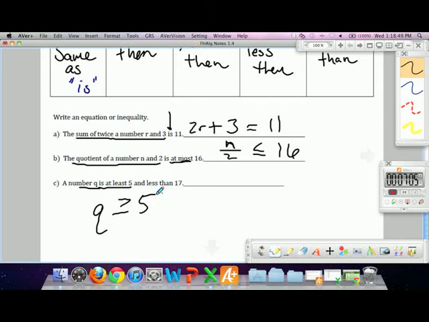Q is at least 5. And also, how does Q compare to 17? Less than 17. So Q is also less than 17. Those would be two separate inequalities that you could write.